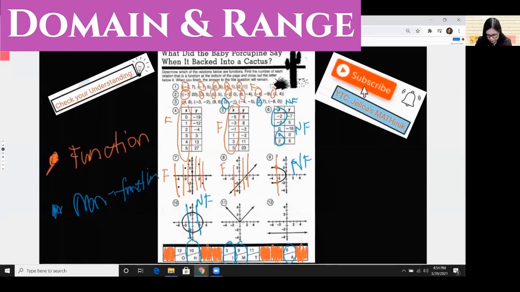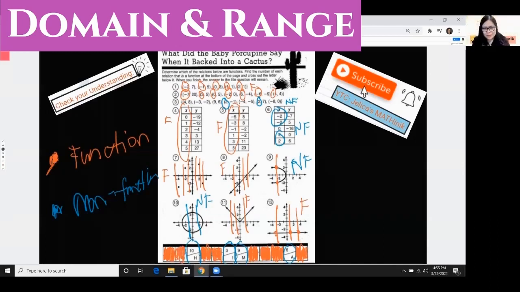For number 11, we'll draw a vertical line test. For every vertical line test, it touches the black graph only once. So therefore, this one is a function. Next, for number 12, again, it is a function because every red vertical line touches the black graph only once. So therefore, this one is a function. So that's it. Now we're going to create a puzzle.